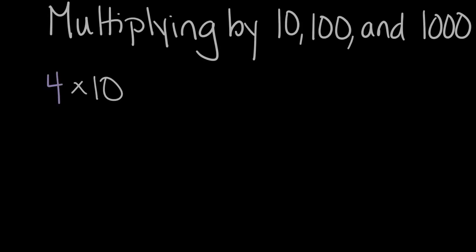Let's talk about multiplying by 10, 100, and 1,000. There's some cool number patterns that happen with each of these. So let's start here with something like 4 times 10, one that maybe we're comfortable with or already know.